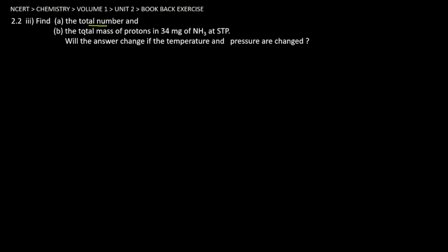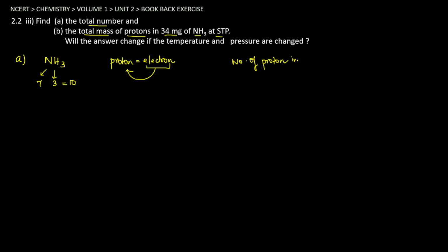The next question is to calculate the same, total number and mass of protons in 34 milligrams of ammonia. So let's write the subdivision A. Ammonia is nothing but NH3. We should know one thing before: in any atom, number of protons will be equal to number of electrons. So we know the electron count for nitrogen and hydrogen, and from this we can know the number of protons. Number of electrons in nitrogen is 7, and for hydrogen each is 1, and there are 3 hydrogens, so totally 7 plus 3 is 10. So number of protons in one molecule of ammonia is 10.